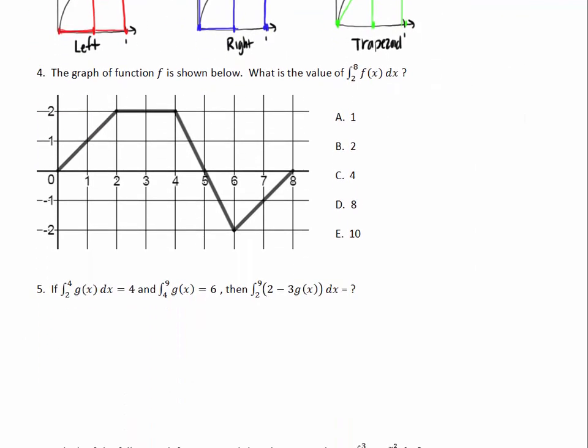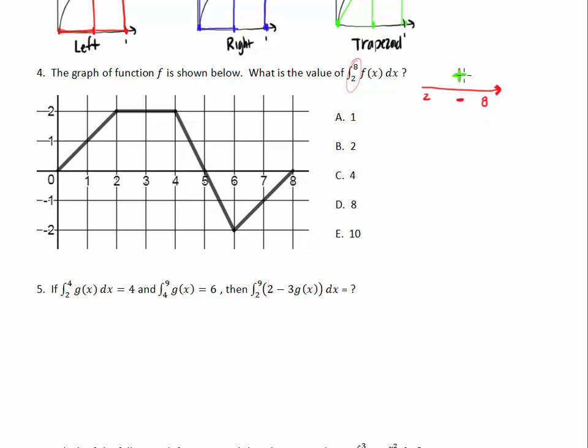All right, let's take a look at problem number 4. The graph of function f is shown below. What is the value of the integral from 2 to 8 of our function f right here? Okay, so we're finding basically the area under the curve. Keep in mind that because we are integrating from a value of 2 to a value of 8, so we are integrating from left to right, that means that values above the x-axis are going to be positive, and values below are going to be negative.